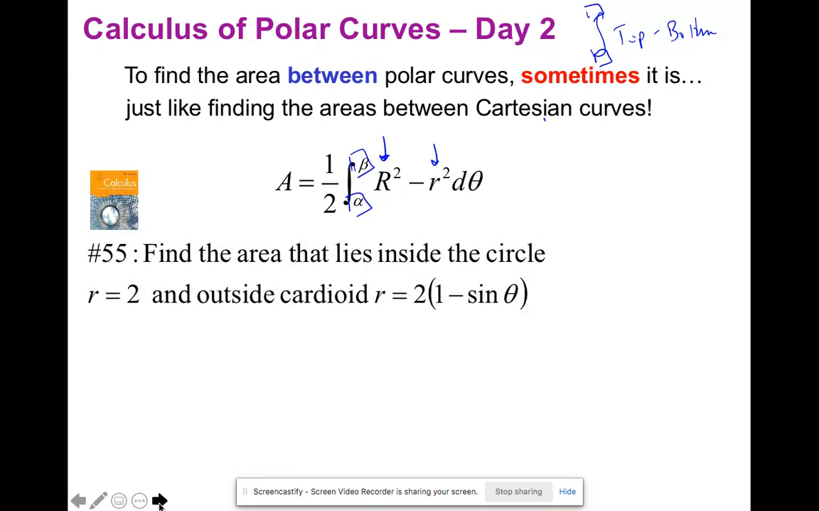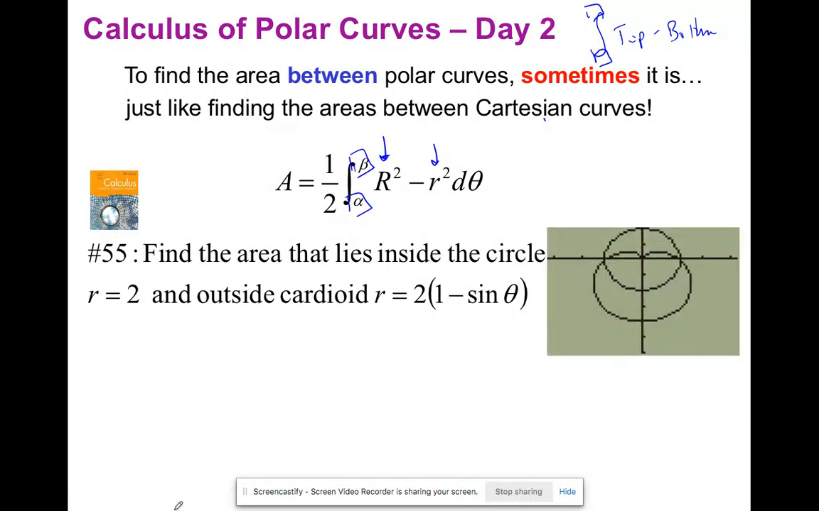So here's a problem from your book, number 55. Find the area that lies inside the circle with a radius of 2, so your center is going to be at the origin, and outside this cardioid. Again, you would either have a calculator or we will give you this graph. So let's see if we can picture where this is. The circle of radius 2 is here, with the center at the origin. So I want to be inside this circle, but outside the cardioid. That's all of that right there. Do you see that?